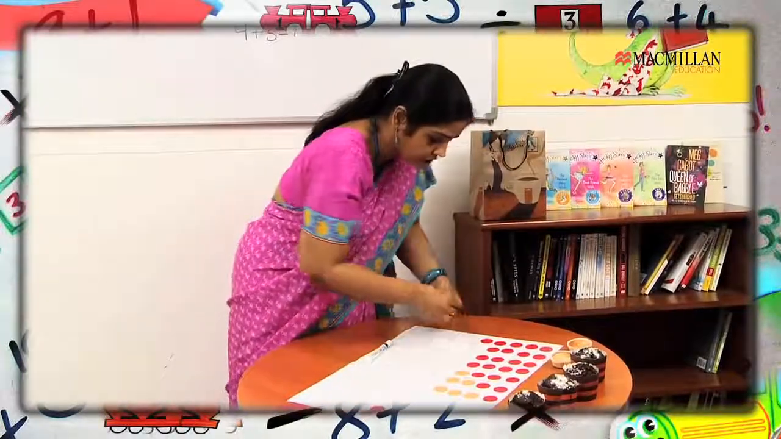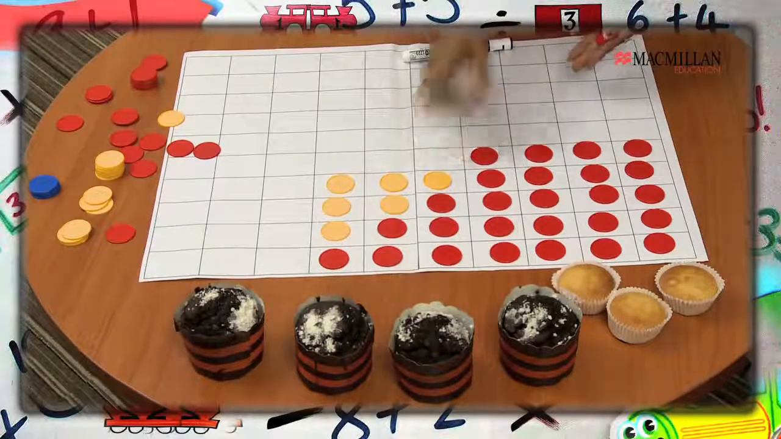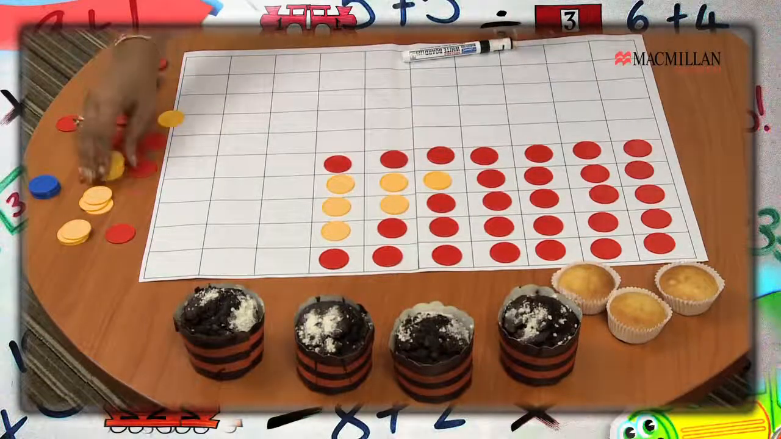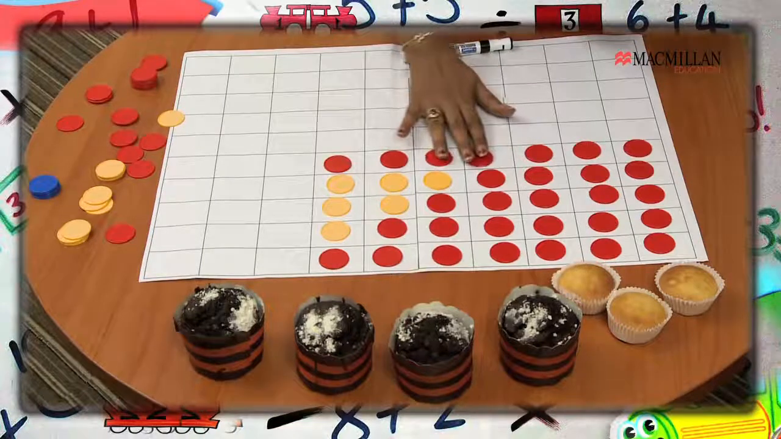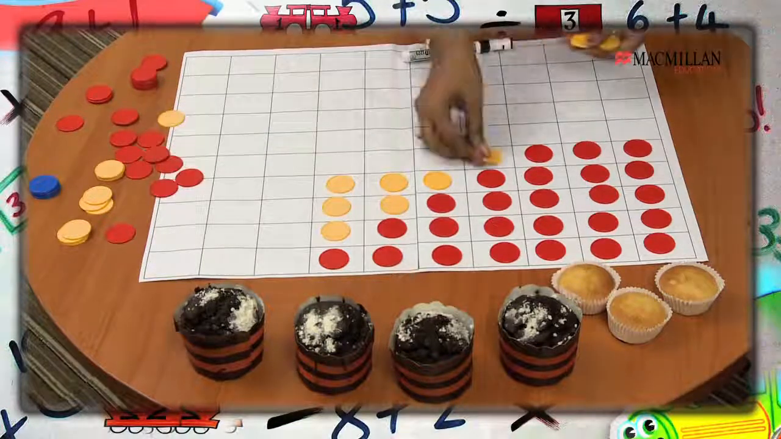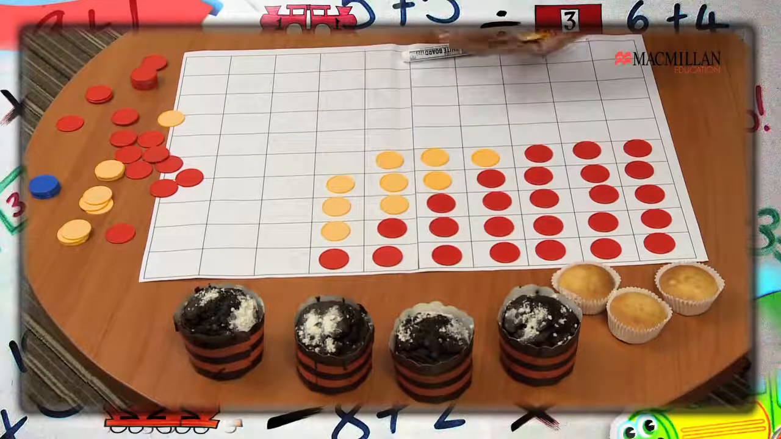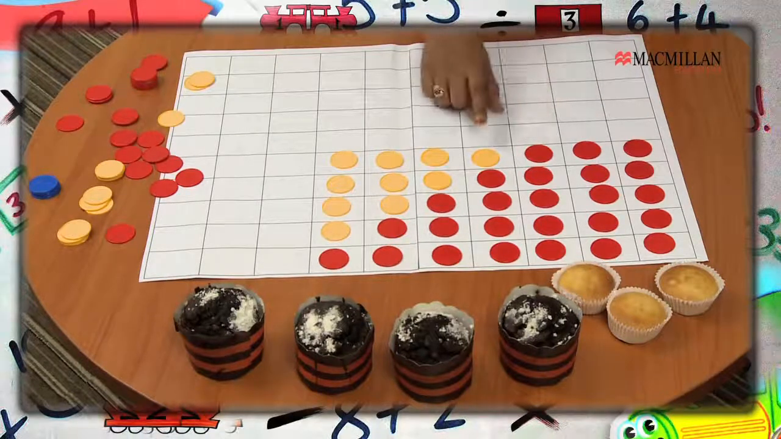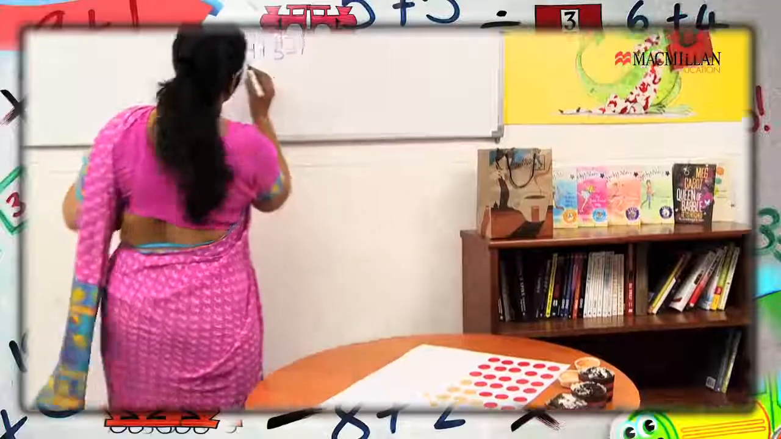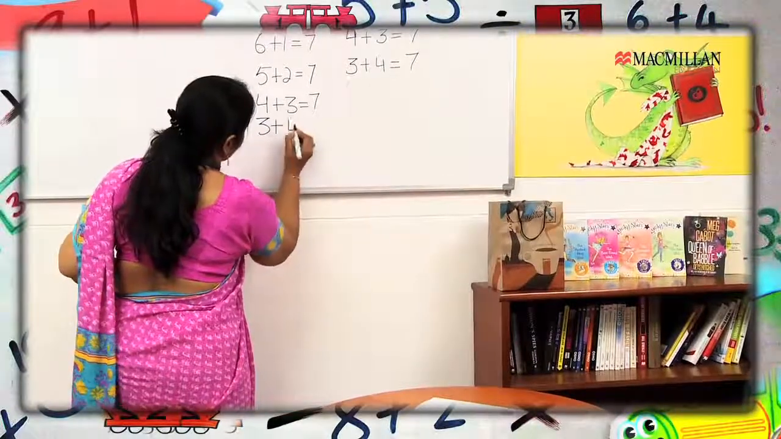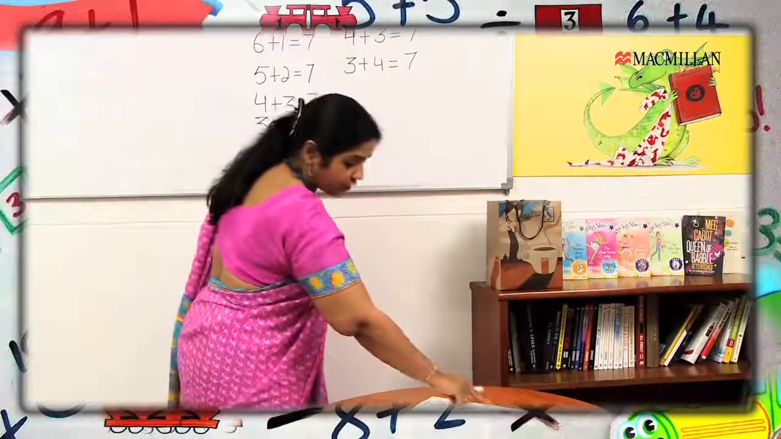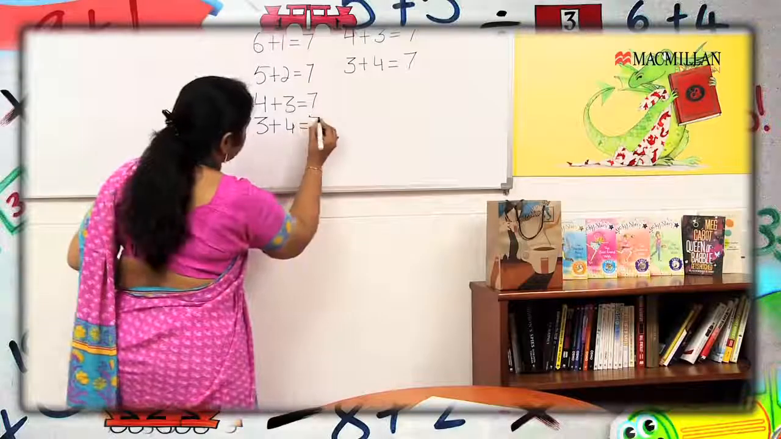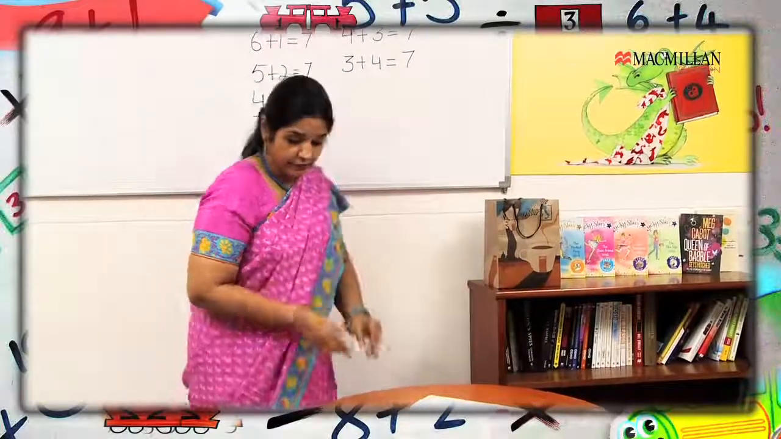Let's again place 7 counters. I think by now you know what I am going to do next. Yes, I am going to this time replace 4 red counters by yellow counters. So what do I get? 1, 2, 3 plus 1, 2, 3, 4. So this time it is 3 plus 4. This is also our old friend here. So let us count again just to check. 1, 2, 3, 4, 5, 6, 7. So we get 3 plus 4 is equal to 7.